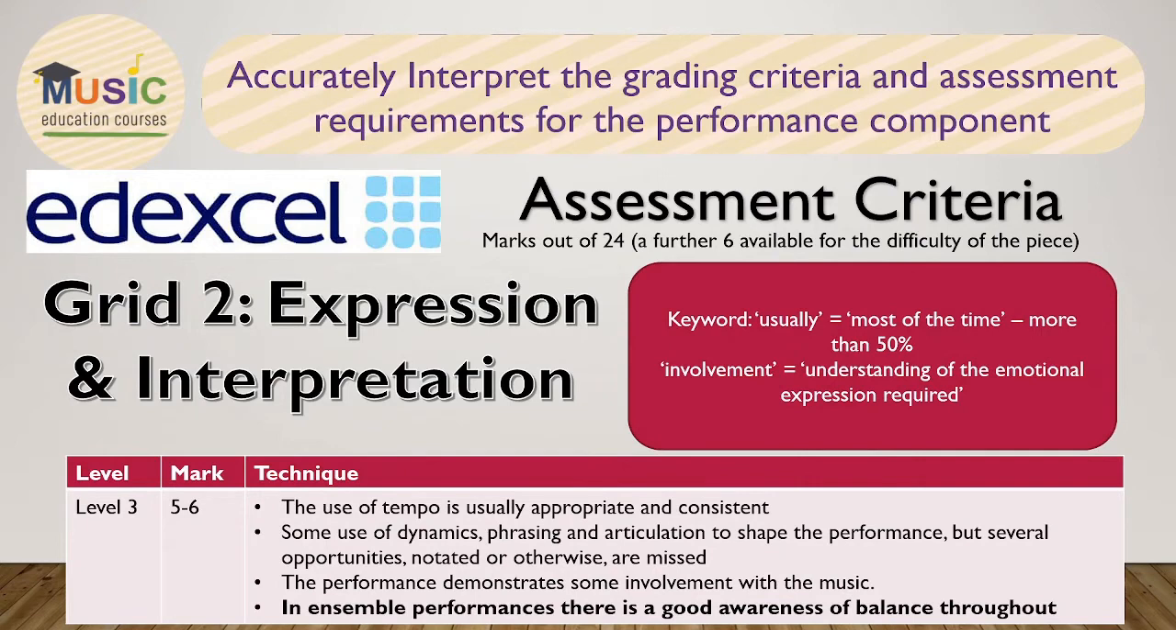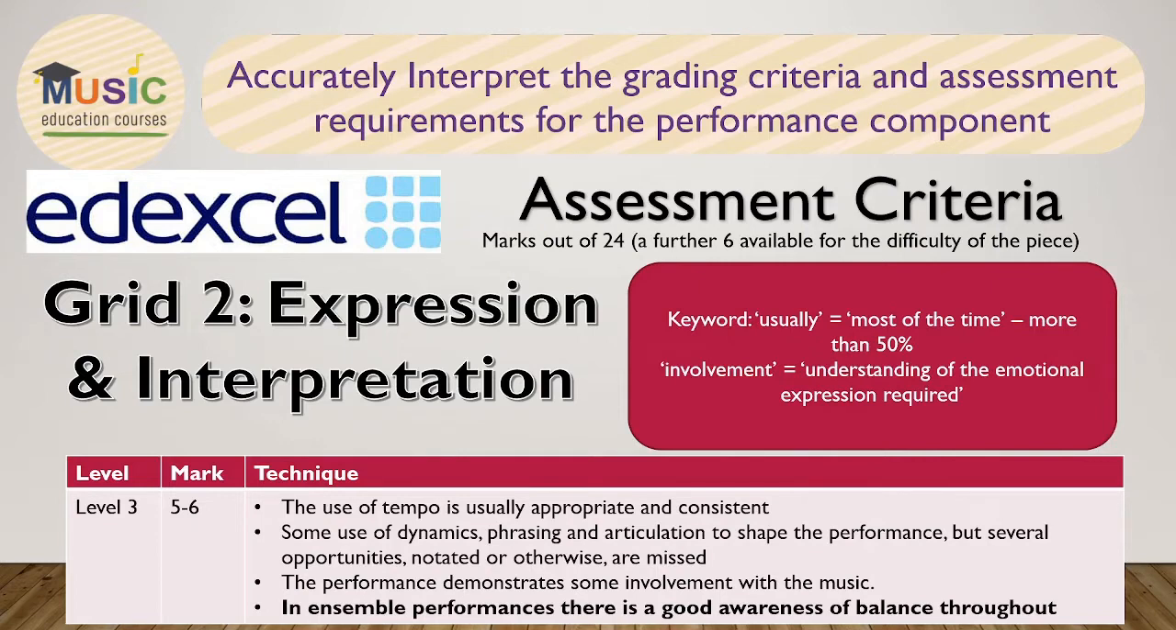Now, level 3, 5 to 6 marks. The use of tempo is usually appropriate and consistent. So from my perspective as a teacher, usually means most of the time, so more than 50%. Some use of dynamics, phrasing and articulation to shape the performance, but several opportunities, notated or otherwise, are missed. That's the only part in any grading criteria where I feel a moderator has wiggle room to argue to put grades slightly lower or higher.